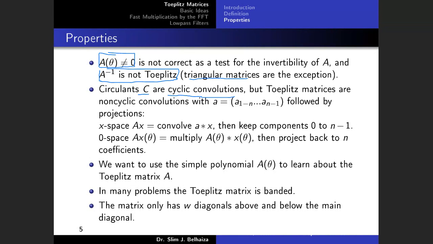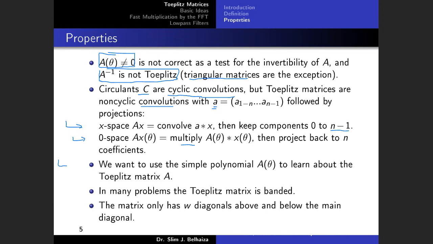But for Toeplitz matrices, there are non-cyclic convolutions, because you can see that if you put the coefficients A in a vector a, followed by projection, on the x space you obtain a star x, the convolution, and then it keeps the components 0 to n minus 1. And on the theta space, the projection multiplies a of theta by x of theta, then projects back to n coefficients.